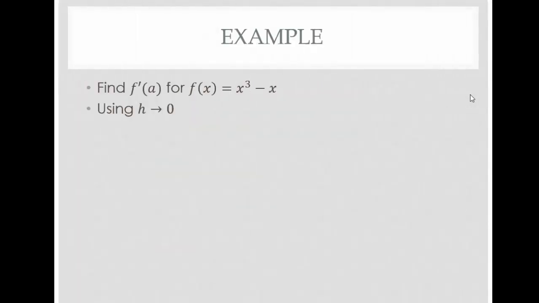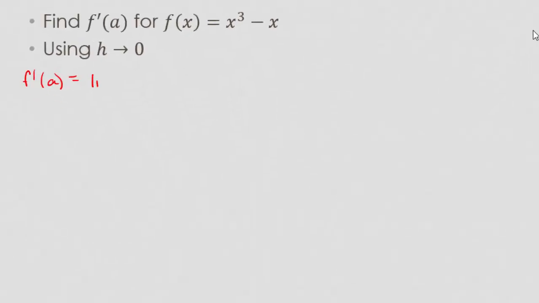But let's start with this. Find the derivative of f at a for f of x equals x cubed minus x. We're going to use h goes to 0, and then I'll do it again for x goes to a. Okay, so the derivative of f at a. So we're going to use the limit as h goes to 0 of f of a plus h minus f of a all over h.